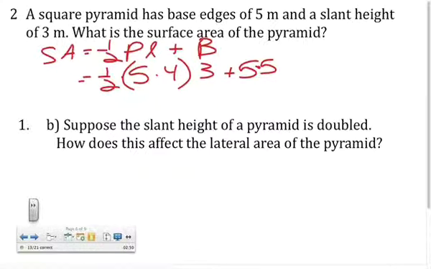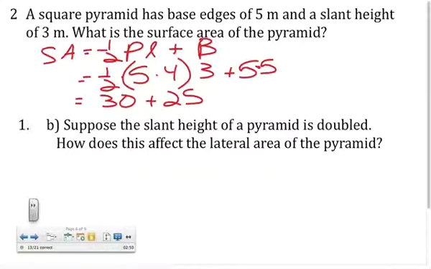Are there still lingering questions about how I went from there to a final answer of 55? Okay, order of operations. I'm doing 1/2 times 20 times 3. Well, 20 times 3 is 60. Half of that is 30. Plus 5 times 5 is 25, giving us that final answer of 55.